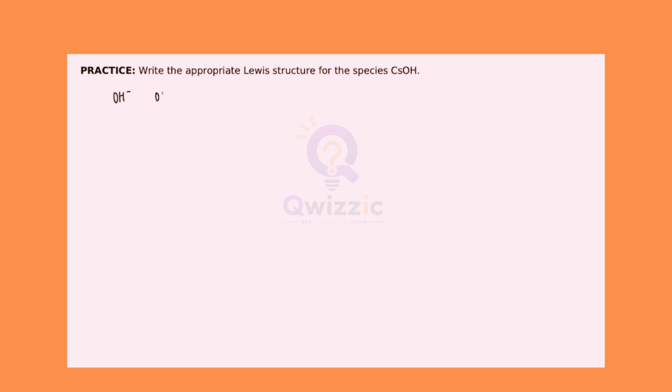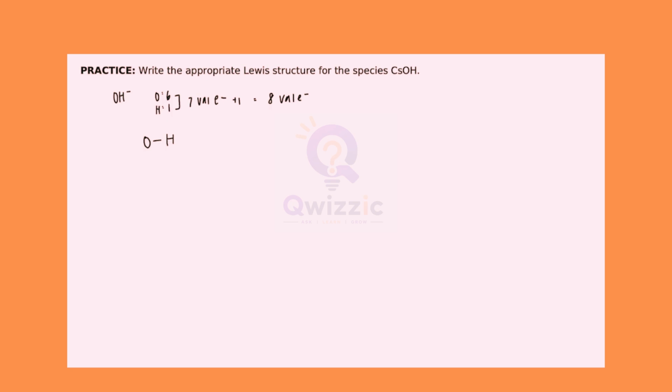So oxygen does have 6 valence electrons and hydrogen has 1. So we get 7 valence electrons. Again, if we have that negative charge, then we add 1 valence electron for every negative charge. So we'll just add 1 here. That gives us a total of 8 valence electrons for this particular ion. So let's first draw the sigma bond framework. That's just oxygen single bond hydrogen.